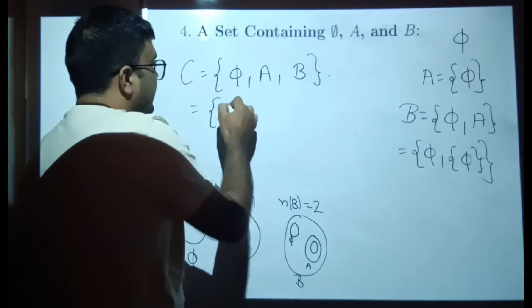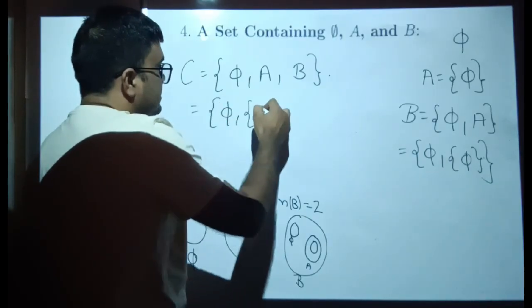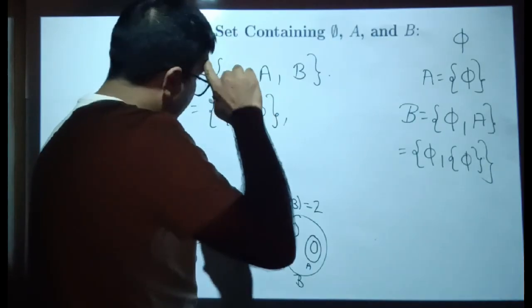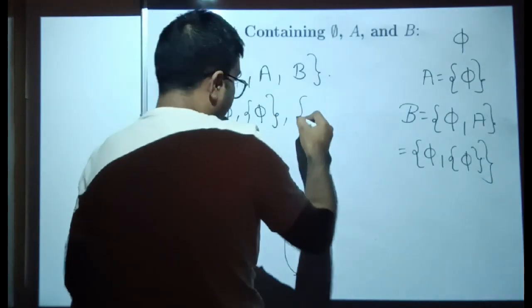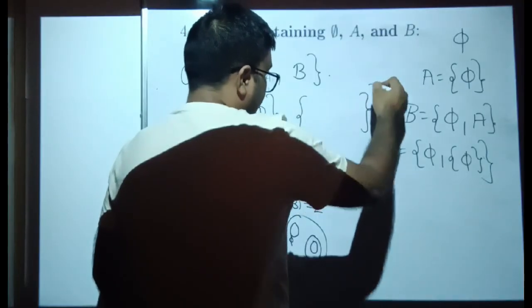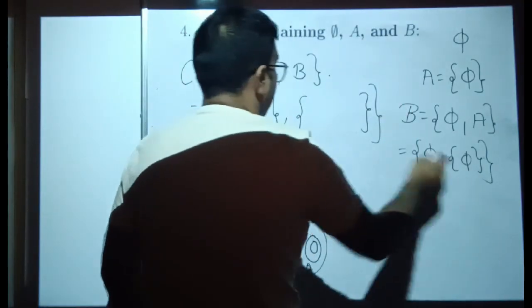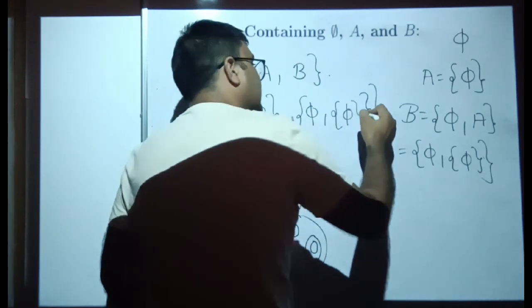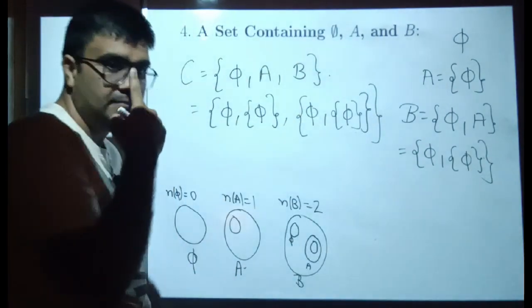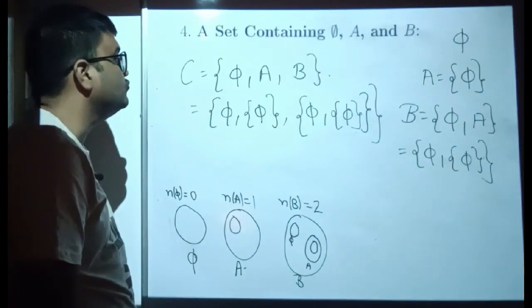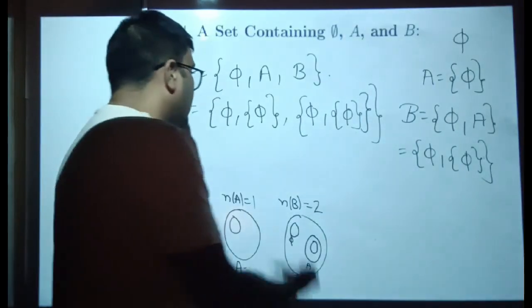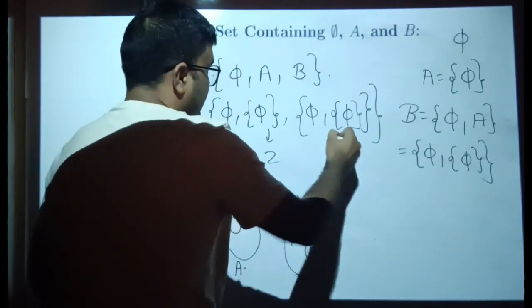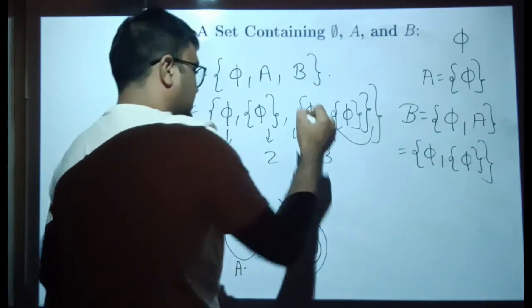It contains phi. What is A? It is the set containing the empty set. What is the set B? It is a set which contains the empty set and another set containing the empty set. How are we going to represent this? How many elements are there? This is one element, this is the second element, this is the third element.